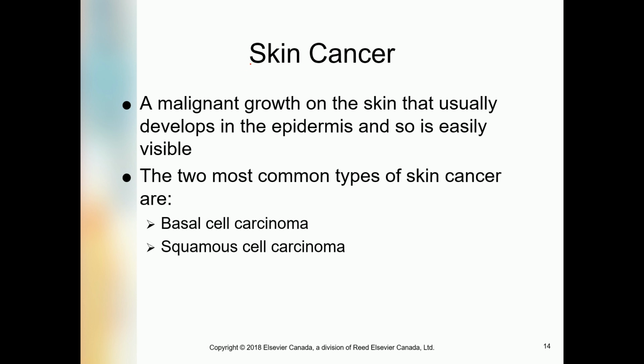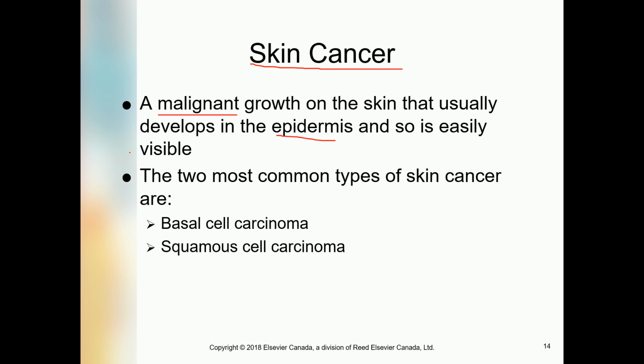Skin cancer. That's the most horrible condition of the skin disorders. There are two types of development of the skin layers in the body, malignant and benign. Malignant is cancerous, and benign is non-cancerous. A malignant growth on the skin usually develops in the epidermis, the outer layer, and so is easily visible.